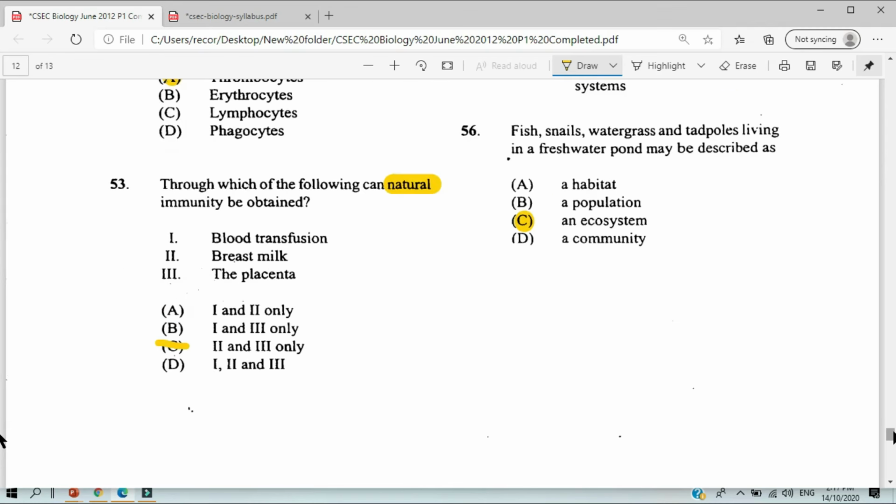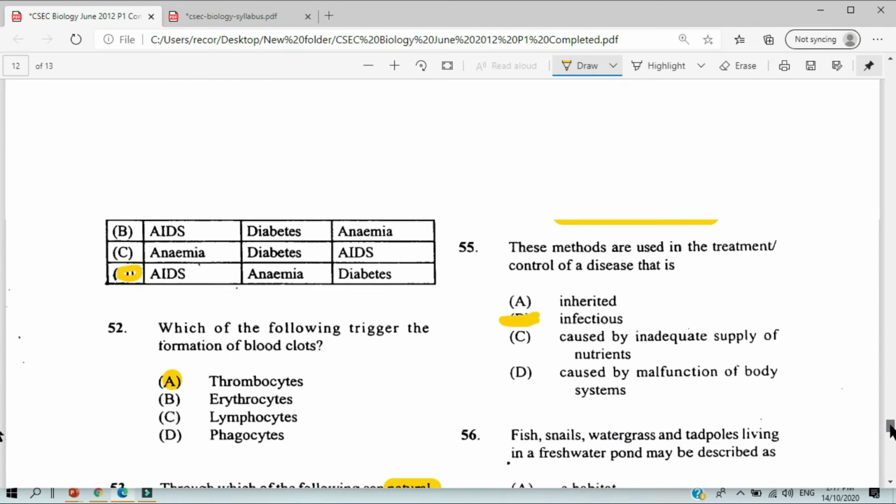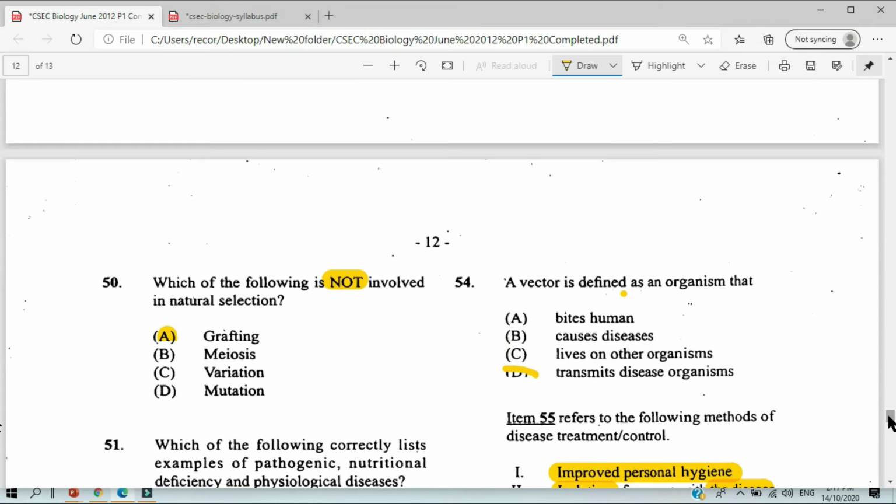Through which of the following can natural immunity be obtained? By breast milk and through the placenta. So we chose C for 53. Your answer for 53 is going to be C. So we move on up to 54.